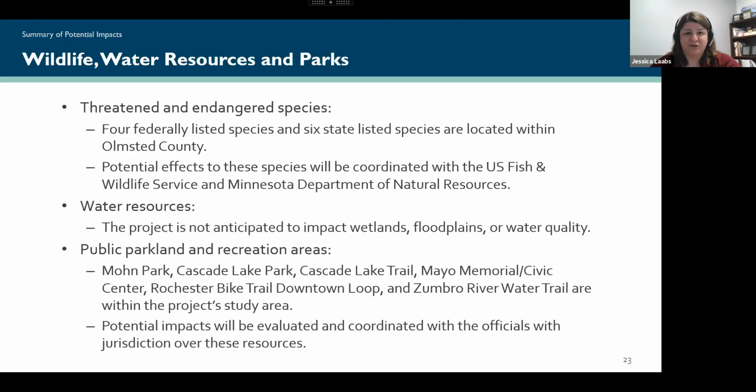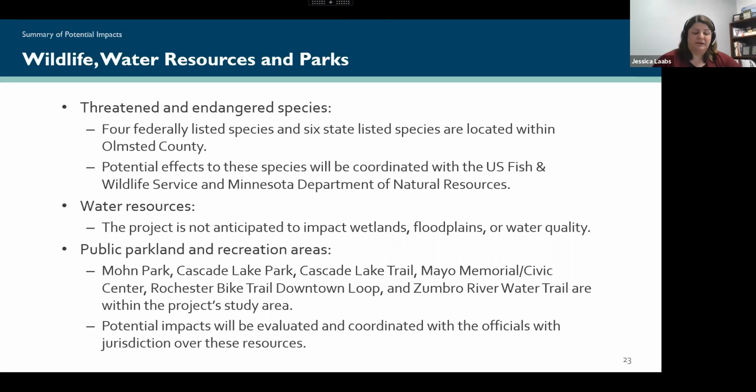Okay, now with some of the more true environmental type impacts that you might expect. So we are required to see if there are any federal or state protected species in the project area. So at this point, the data we have is for all of Olmsted County, and we're in the process of coordinating with the U.S. Fish and Wildlife Service on federal species and then the Minnesota Department of Natural Resources on state to determine what's actually present in our specific project area.